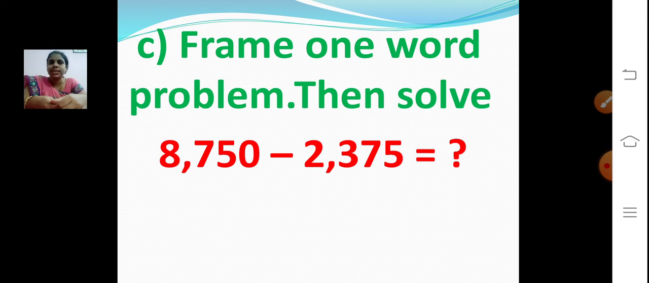8,750 minus 2,375. First frame 1 word problem for this and solve the answer. Frame 1 word problem, then solve. 8,750 minus 2,375.